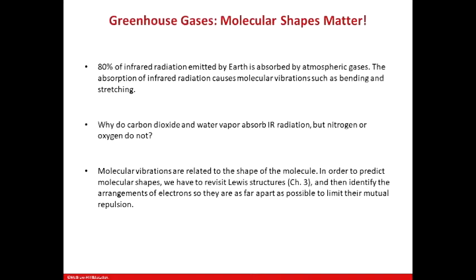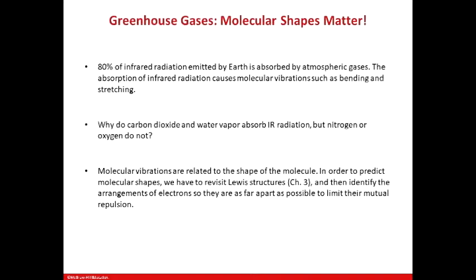The bottom line is the shape of nitrogen does not allow for a frequency match that causes the bending and stretching of the molecule to affect greenhouse atmospheric temperatures. That's why it doesn't function as a greenhouse gas. It doesn't have the shape. What carbon dioxide does: molecular vibrations are related to the shape of the molecule. That is the critical point.